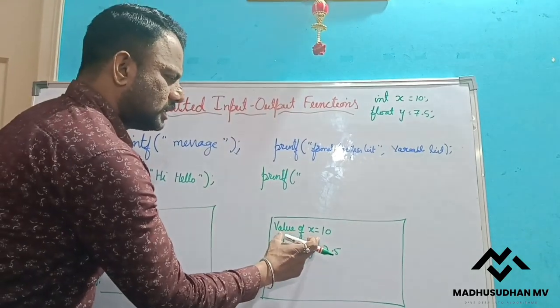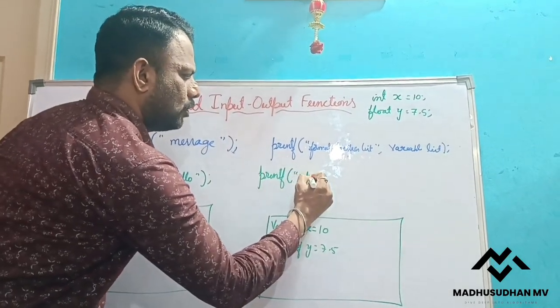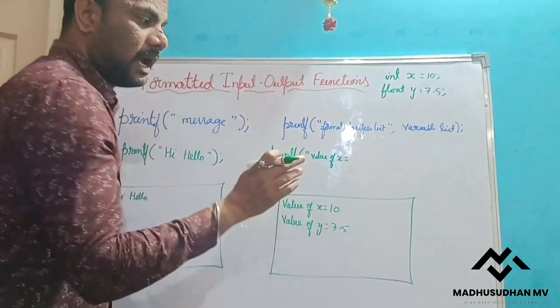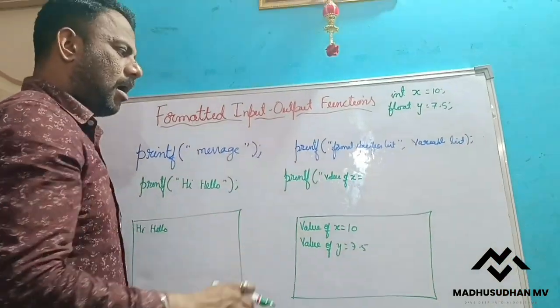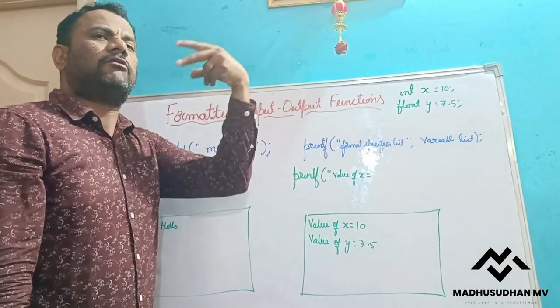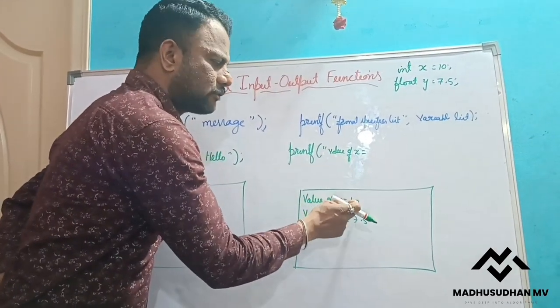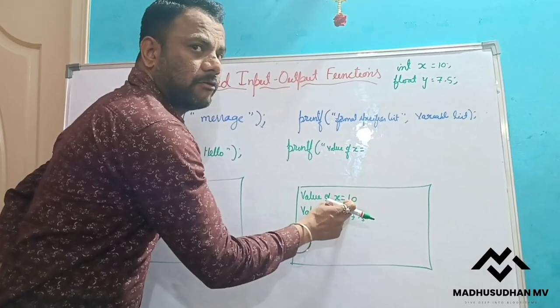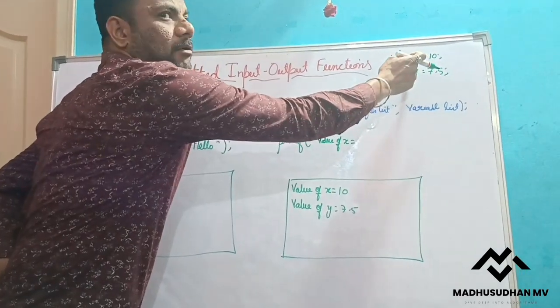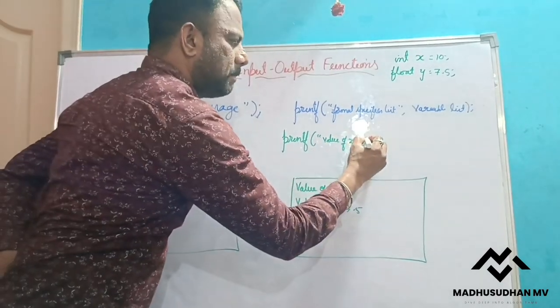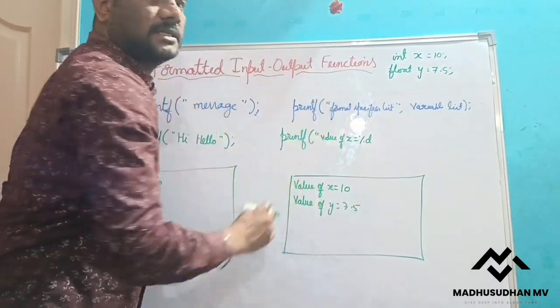Since it is text, I'll write it as it is. Value of x is equal to, but this 10, I cannot write as 10, because I don't know what value is stored in x. So what will I write? In place of the value, I will write its format specifier. 10 is what type of value? It is an integer type of data. So the integer format specifier is %d.